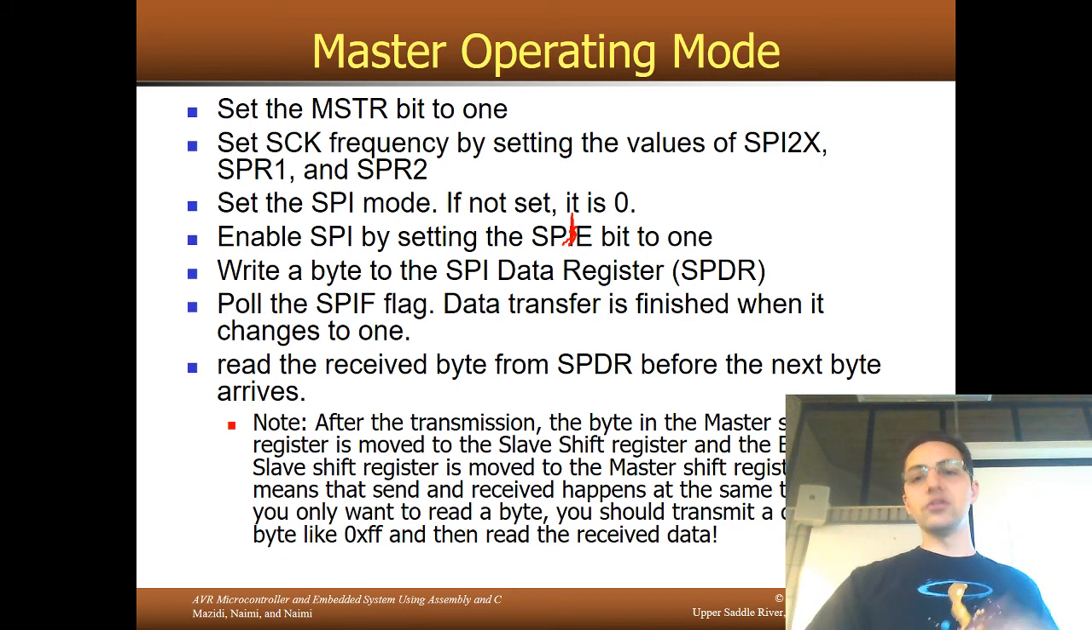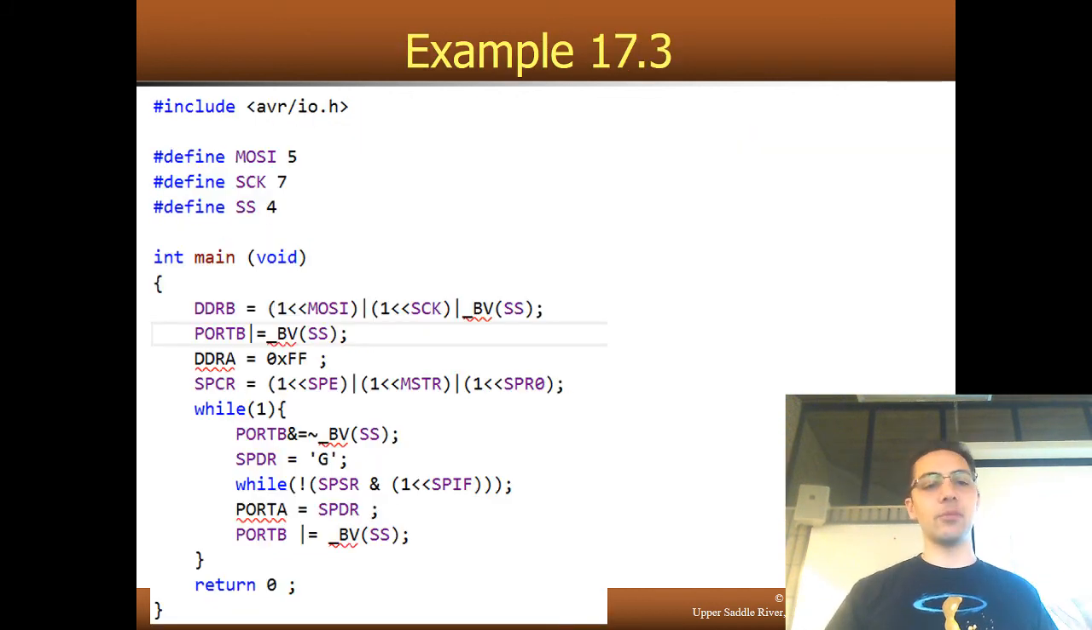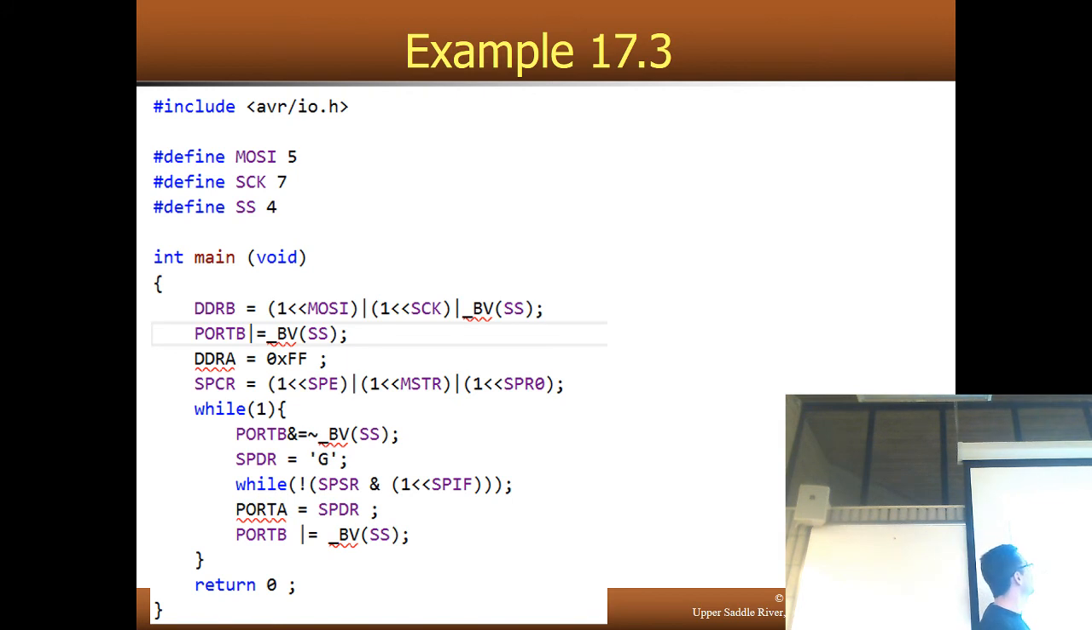Okay, so let's look at some code. This is code right out of your book, and it's pretty self-explanatory what's going on here. First off, up at the top, I've defined slave select to be 4, MOSI to be 5, SCLK to be 7. I did not define MISO, because I only care about output right now. The other reason I didn't define MISO is because it's an input, so it's automatically taken control of.